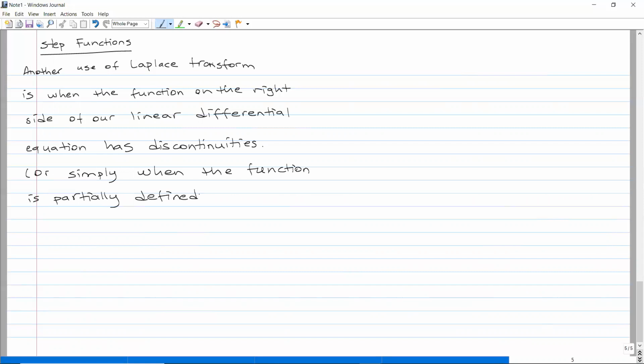What does it mean, partially defined? For example, you have a linear differential equation, let's say second derivative minus the first derivative plus 2 times the function equals a function g of t, where g of t is not elementary. Let's say it is given as, I don't know, say t squared plus 1 if t is less than 1, and let's say t cubed if t greater than or equal to 1. So we should say simply when the function is partially defined, not elementary.